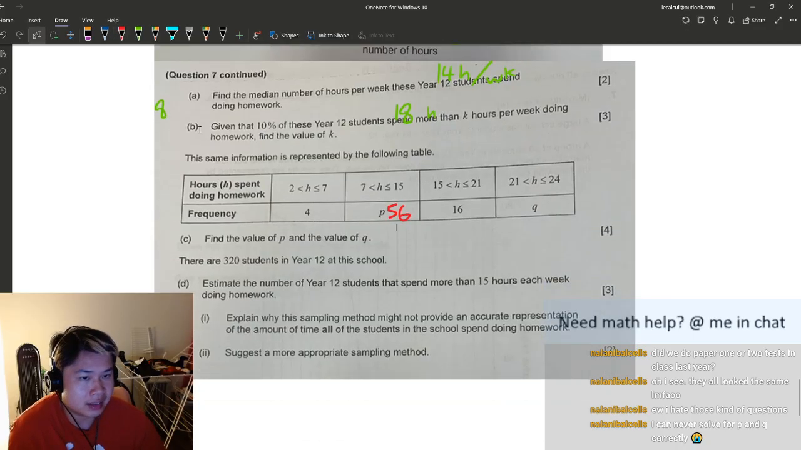Okay, and then you can do the exact same thing for 21 and 24, but remember, you also know that there's 80 people, so all of these numbers together need to be 80. So 4 plus 56 is 60, plus 16 is 76, so Q needs to be 4.